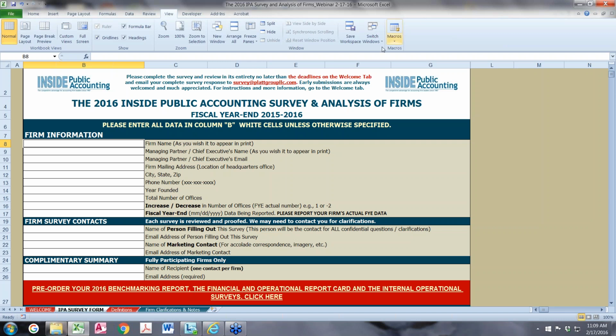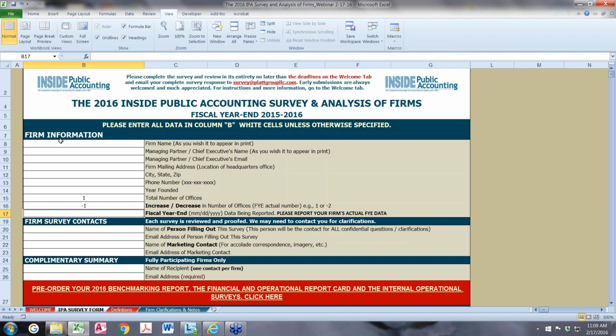Okay, here we go. Throughout the IPA survey form, starting on row 8, everything in white is an input field, and you will be able to enter your data there. This first section covers firm information.